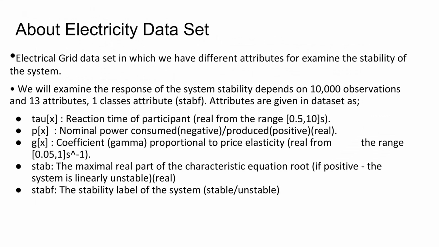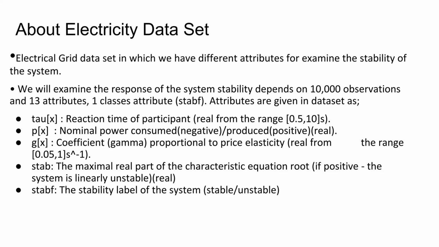About the electricity dataset: it is an electrical grid dataset in which we have different attributes to examine the stability of the system. We will examine how the response of the system stability depends on 10,000 observations and 13 attributes. One class is the attribute stab.